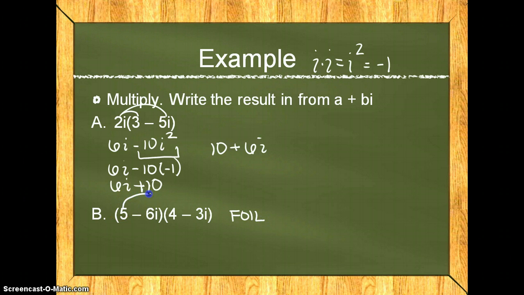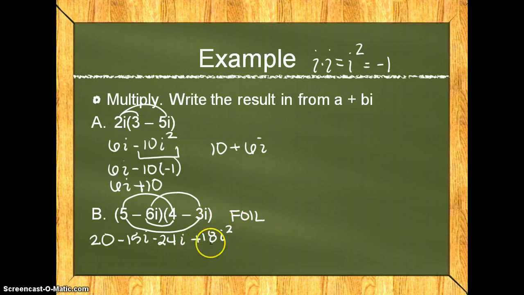So first, 5 times 4 is 20. Outside, 5 times negative 3i is negative 15i. Inside, negative 6i times 4 is negative 24i. And then last, negative 6i times negative 3i is positive 18i squared.